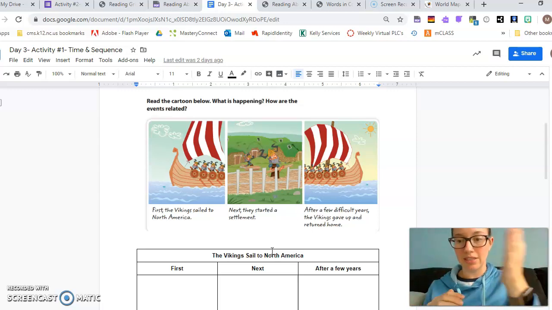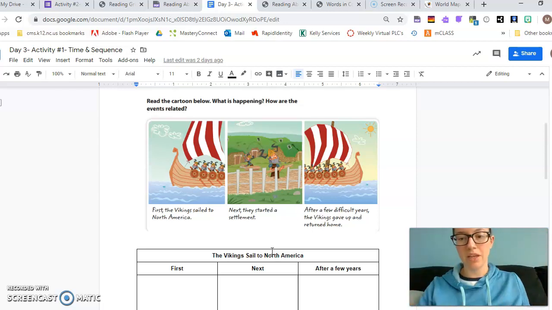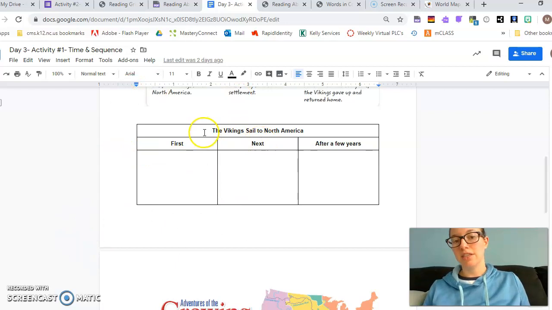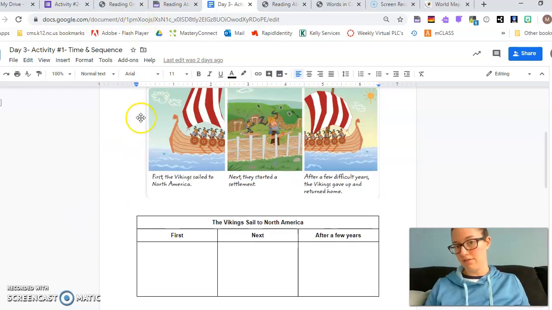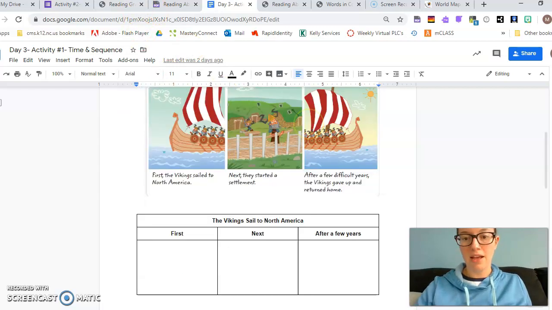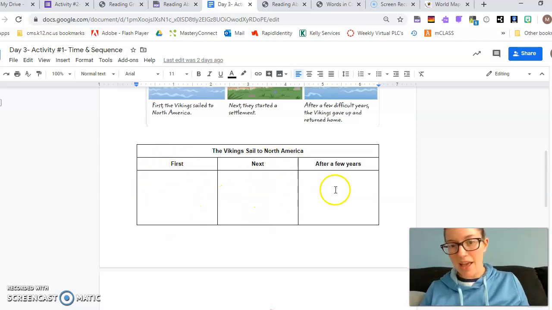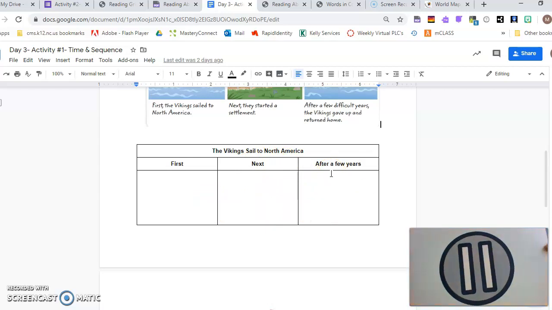So I have my sequence words that tell me the order that they happened. And now I'm thinking, how do those go together? So if you scroll down and look at your little chart here, it says the topic is the Vikings sail to North America, which is what our comic here was about. And so now I need you to pause and fill in what happened first, what happened next, and then what happened after a few years. So go ahead and pause your video and fill in that chart.